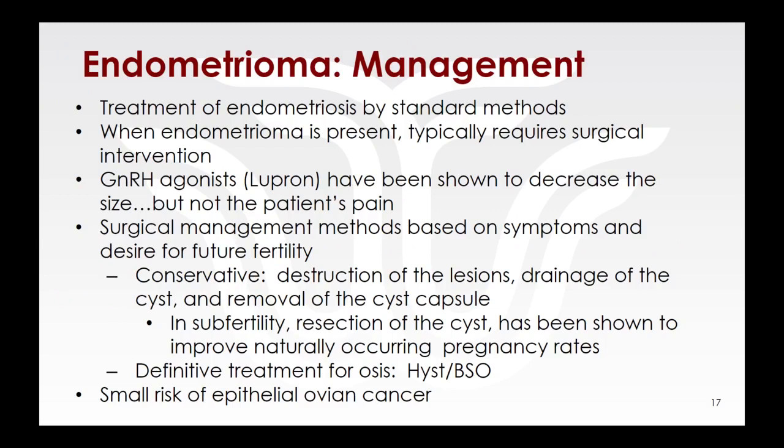So in endometriosis, we'll talk about the management of that, but one of those things is a GnRH agonist, so Depo-Lupron. Sometimes it is given for endometriosis. It may decrease the size of an endometrioma, but it doesn't do anything about the pain. So typically the management is surgical for this. It does have a small risk of increasing epithelial ovarian cancer, but again, that's very small.